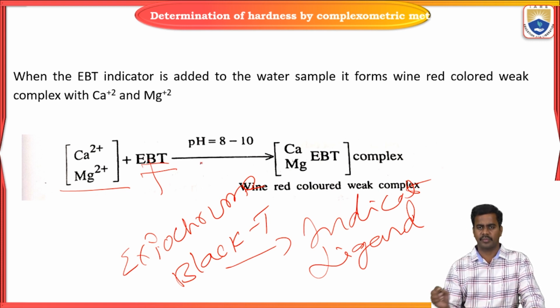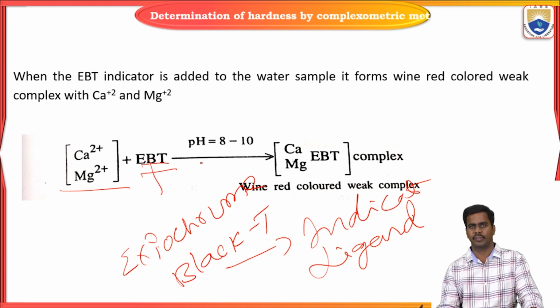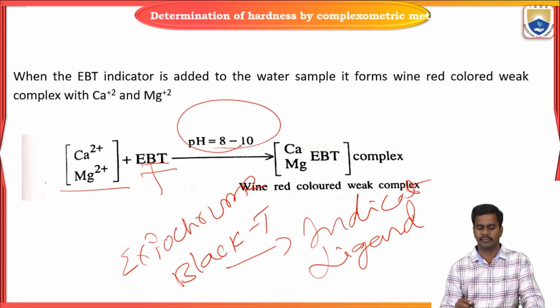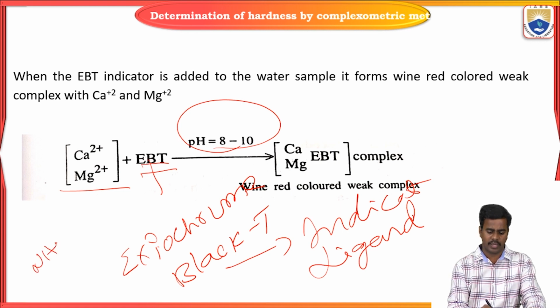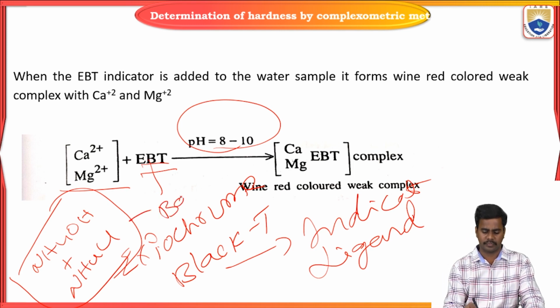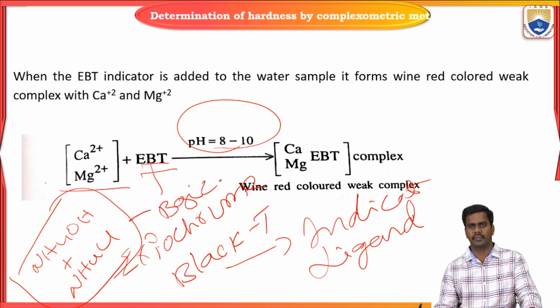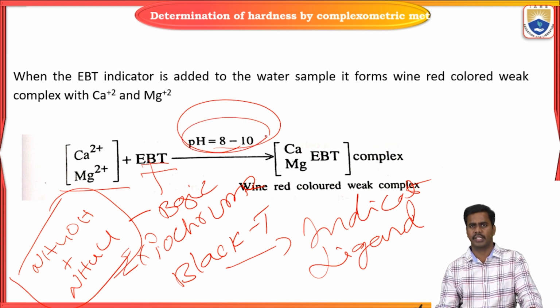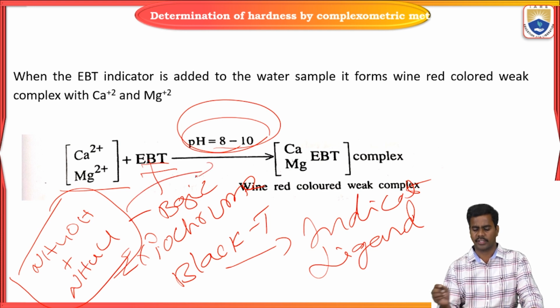Here we have to add buffer to the reaction. So what is the use of buffer? Why should we add buffer to the reaction? To maintain pH range 8 to 10. So for that purpose we have to add ammonium hydroxide plus ammonium chloride buffer. That is a basic buffer. Here this buffer acts as a basic buffer. So in this reaction we have to maintain pH around 8 to 10. That's why we have to add buffer solution to the reaction.